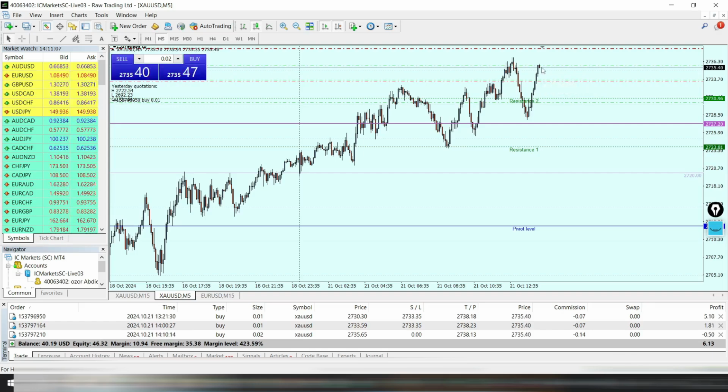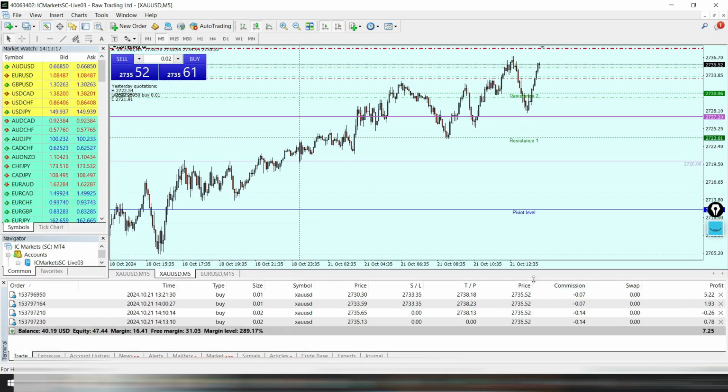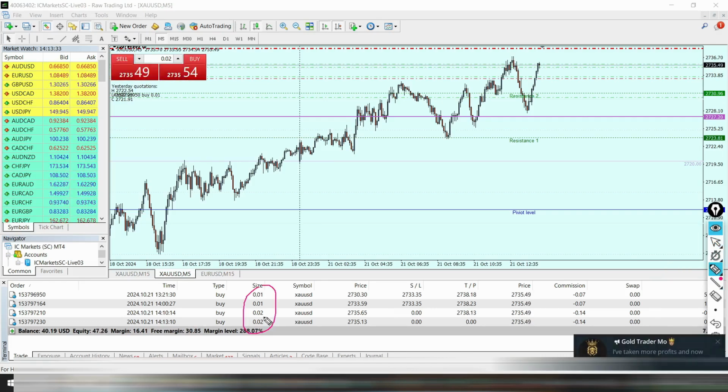I'm expecting it to still fall down. If it can, I still want it to fall down a little bit, and then I will enter another position. So let's see if it falls down a little bit. This is how you trade the market. As you can see currently, we are now having all the positions I want to enter. I've now keyed all of them in. 4 positions already open: 0.02, 0.02, 0.01, and 0.01.